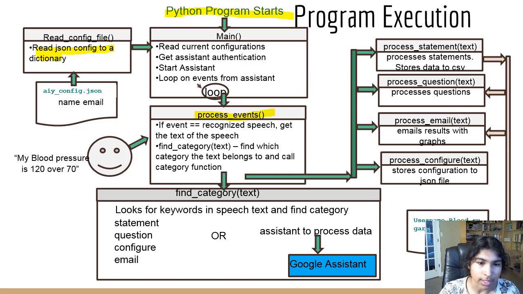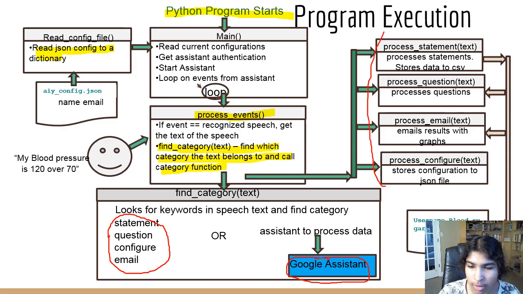In the process events, if the event is recognized speech, it gets the text of the speech, and for the find category, it finds which category the text belongs to using the keywords. So it looks for the keywords in the speech to find one of these four categories. If it's not in these four categories, then it'll go to the Google Assistant. But if it is in these four categories, then it'll go to one of these four.